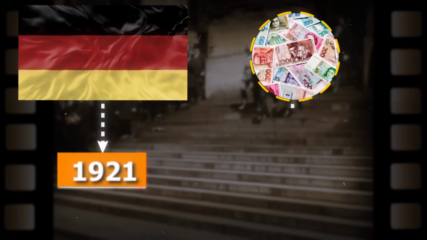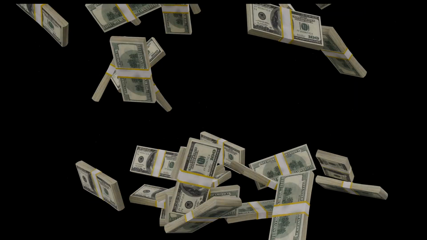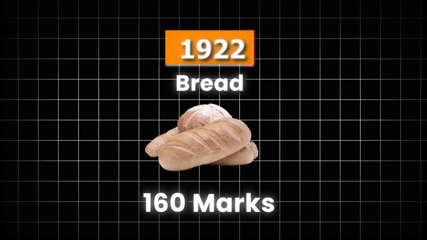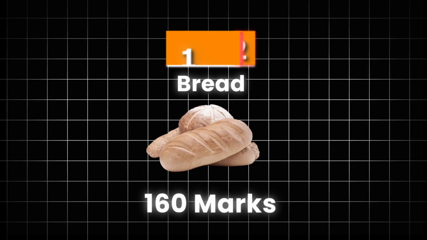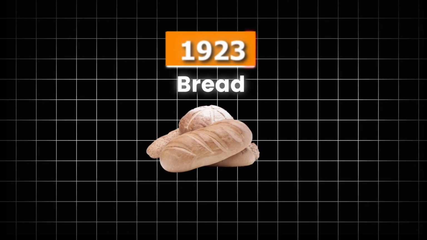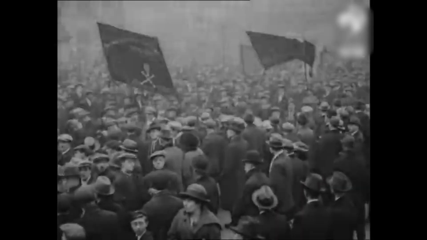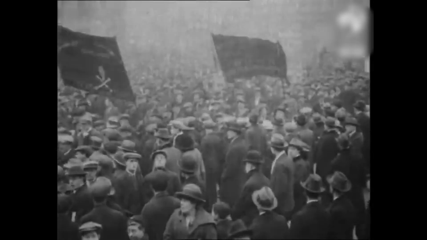Germany's currency back then was the German mark. You can't imagine how rapidly it was devalued. In 1922, in Berlin, a loaf of bread cost 160 marks. The following year, in 1923, the same loaf of bread cost 200 billion marks. Obviously, the economy was crippled, and the rate of unemployment rose rapidly.